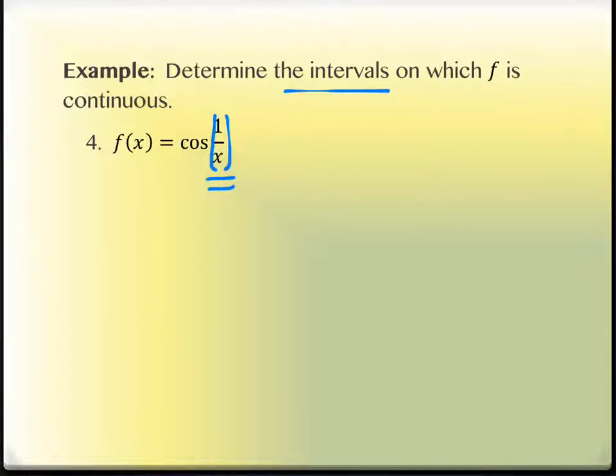So we actually have this issue. We have to say that, well, let me write it this way. I'll write out a few words. So cosine of x is continuous everywhere.